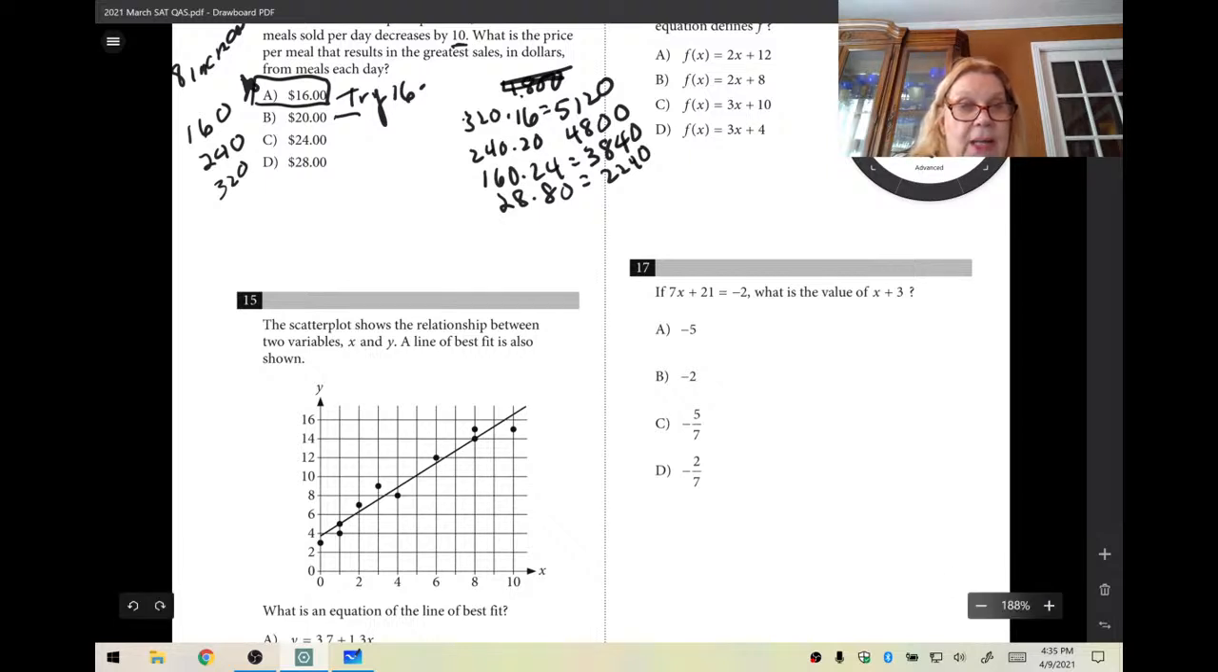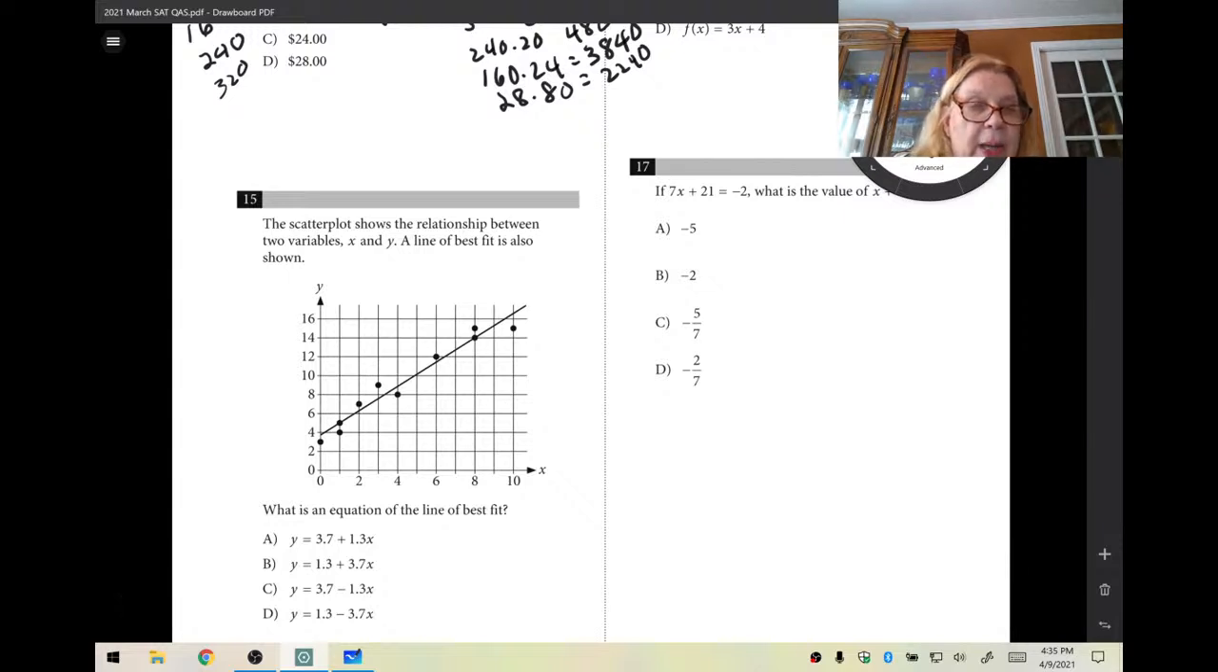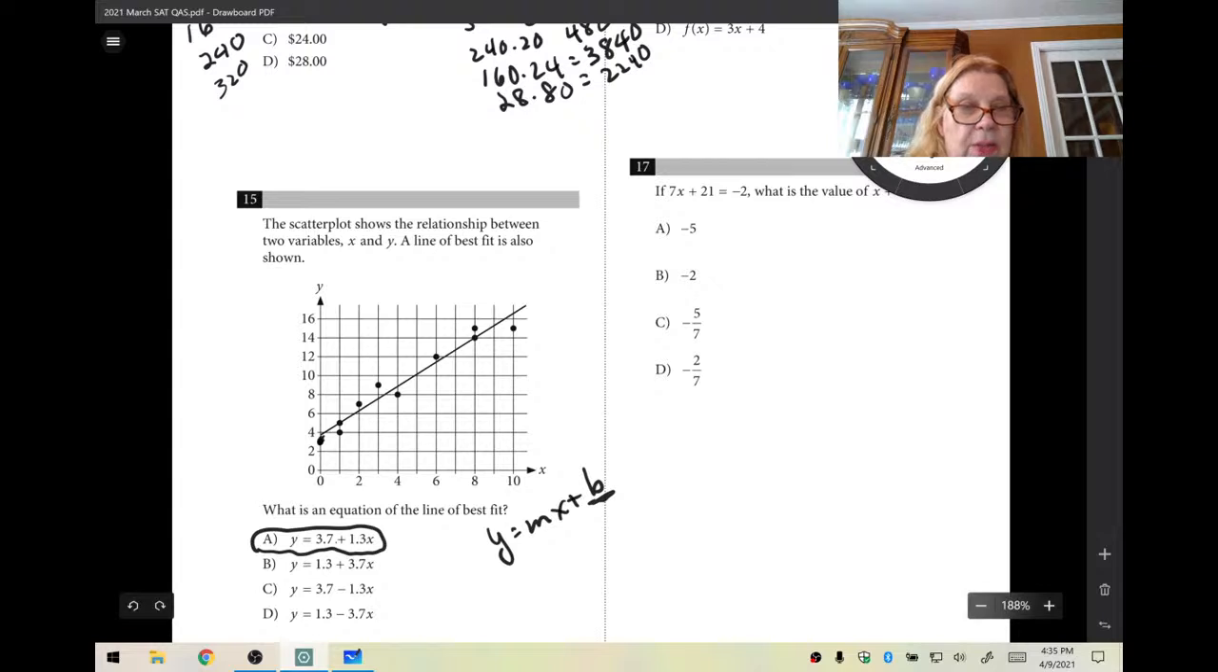Thank goodness this one's a little bit easier. The scatter plot shows the relationship between two variables, x and y. A line of best fit is also shown. What is an equation of the line of best fit? We know it's y equals mx plus b, and the b is right here, which is 3 point something. I can just look at the choices and see it's probably going to be a plus 3.7 for the b. So it's going to be A. And I'm not even going to take time to find the slope because I got the y-intercept and it's confirmed right there.